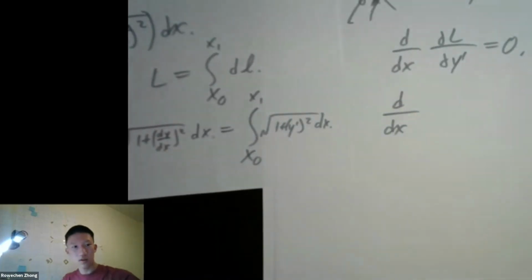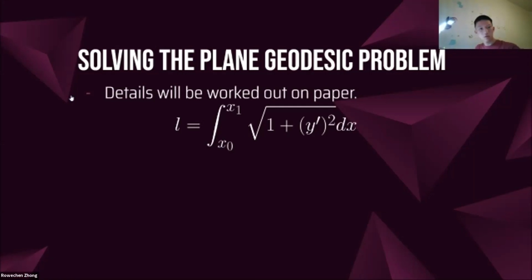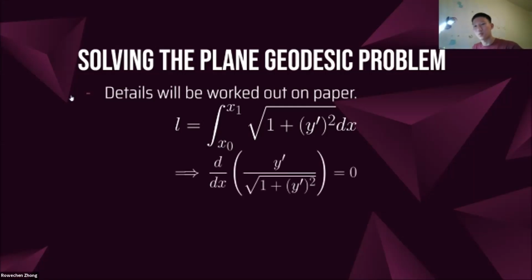You end up with something along the lines of, if I've already got it on a slide, I don't have to work it out on paper. d over dx of y prime over the square root of 1 plus y prime squared is equal to 0. And the derivative of something is 0. Remember how we said d over dx? That's just a slope, right?